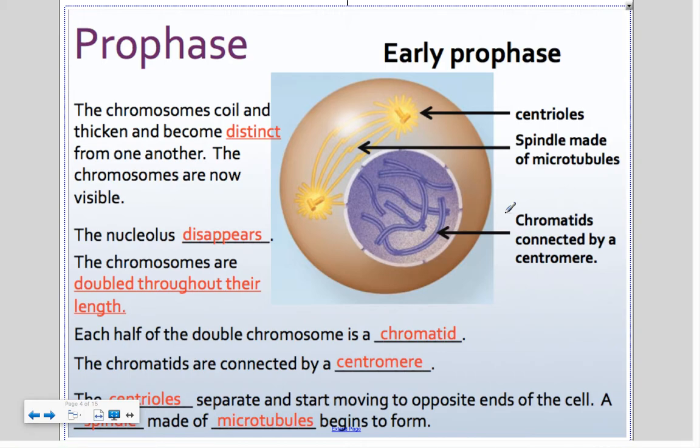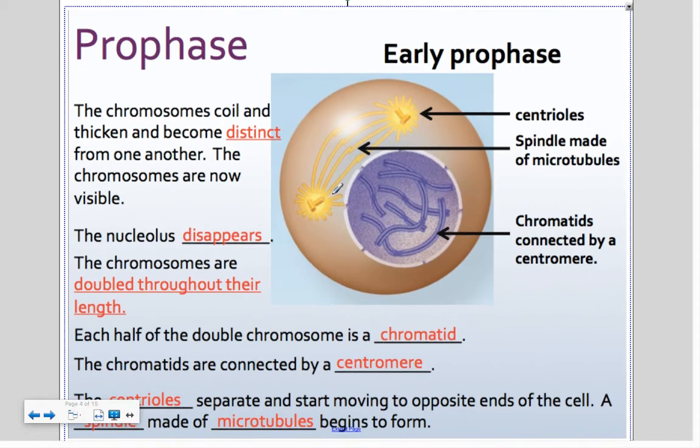You can also notice that the centrioles, you can't really see it in this picture, but what they're doing is they're moving to opposite sides of the cell. Okay, and this will help with the actual division part, as these spindles that are coming off of the centriole will help pull the chromosomes apart and make two different cells.